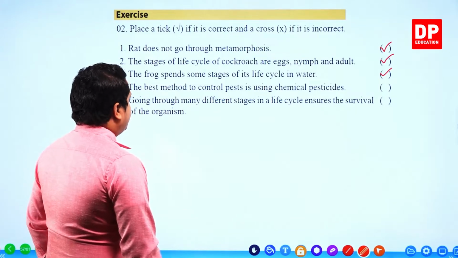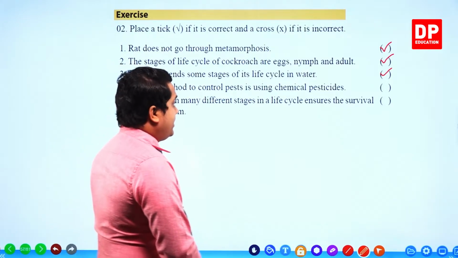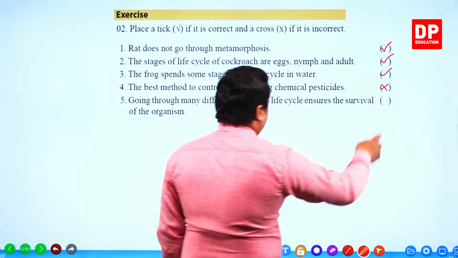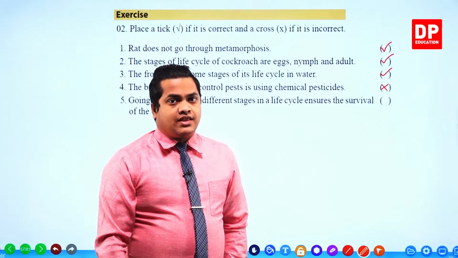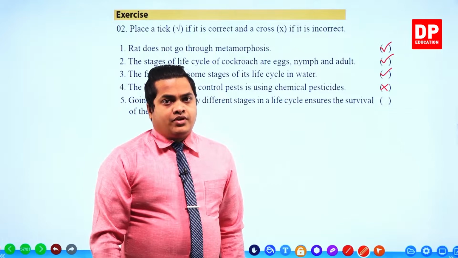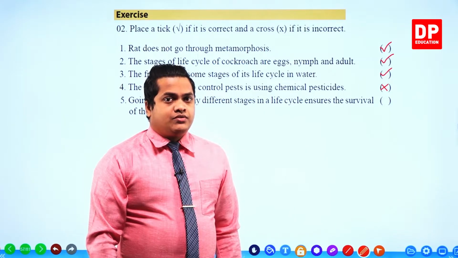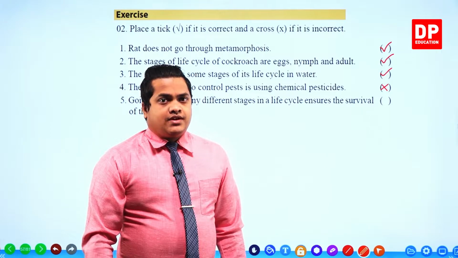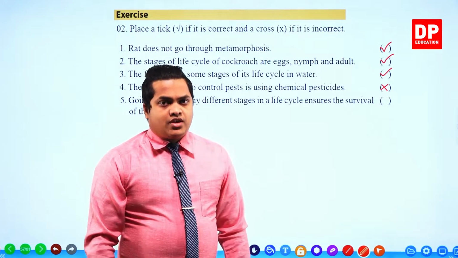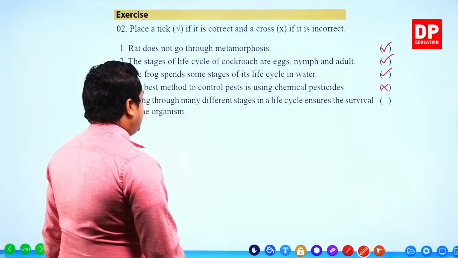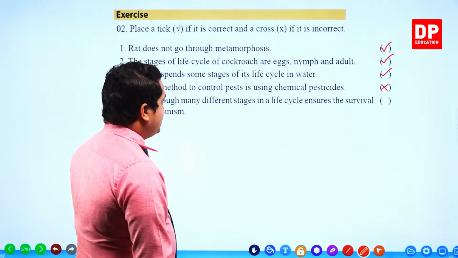Next one. The best method to control pests is using chemical pesticides. Absolutely incorrect, because chemical pesticides are much more dangerous to our environment. We discussed that. Therefore, it's important not to use these chemical substances that much, and it's important to use traditional methods without any chemicals. Next one. Going through many different stages in a life cycle ensures the survival of the organism. Correct.